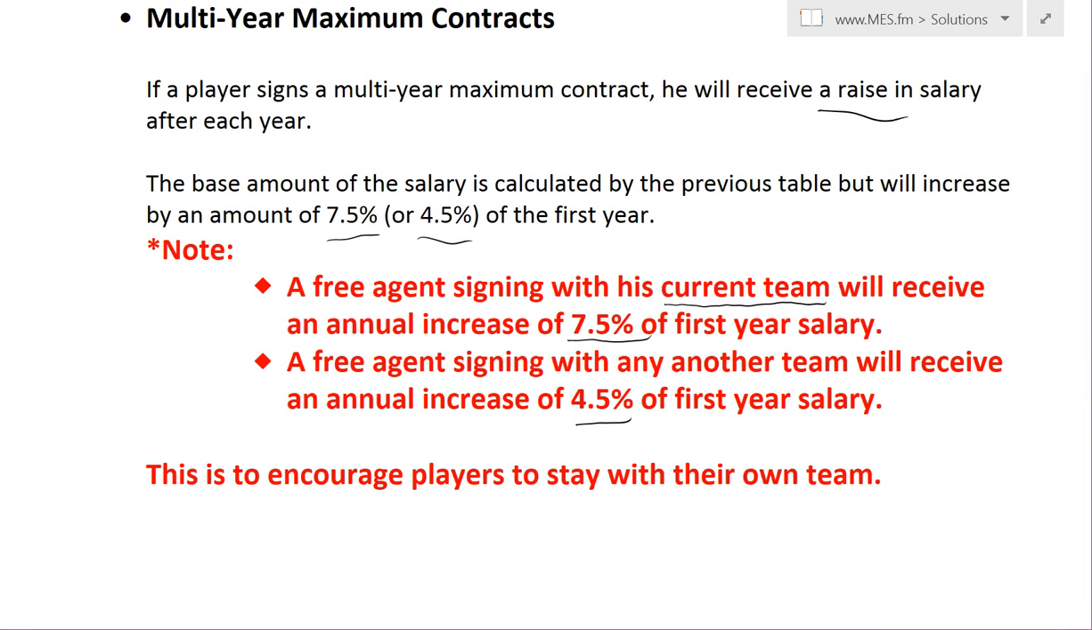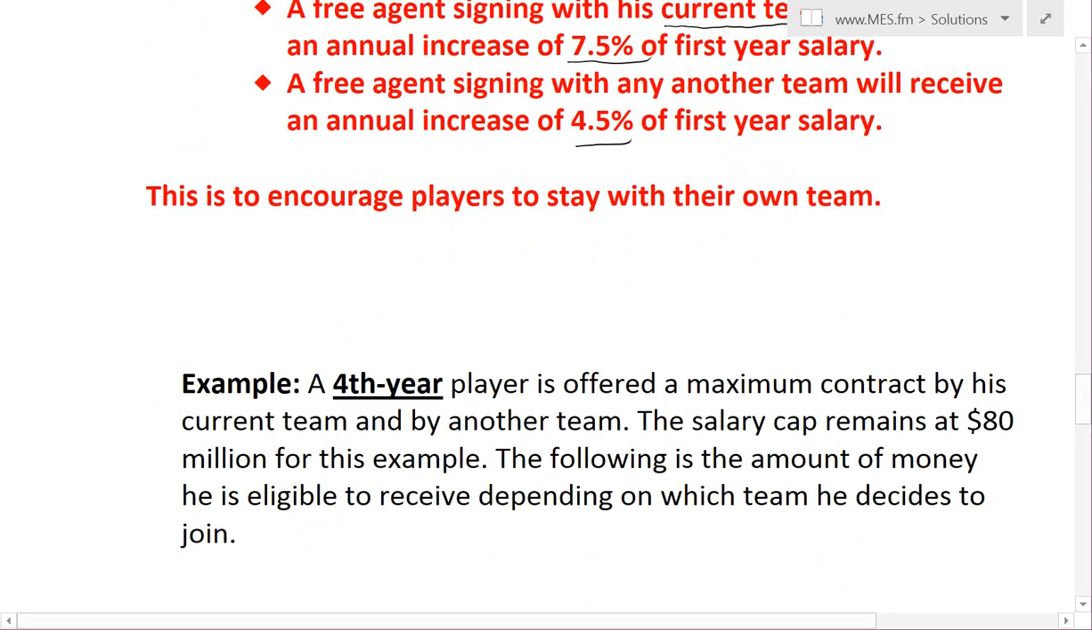This is to encourage players to stay with their own team. That's what the NBA wants. They like players to stay with their own team, make it fair. So what we're going to do is look at a quick example.